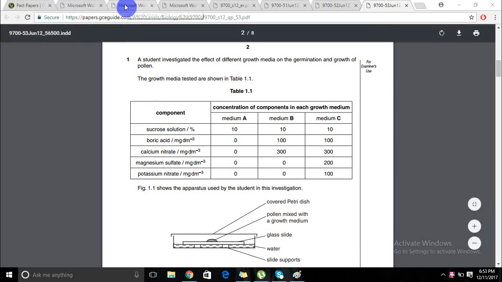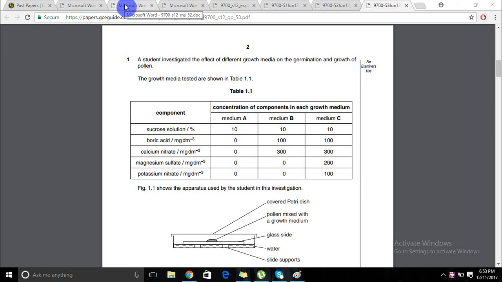So what? Number 1, different media. Number 2, germination and growth. And immediately you have an idea what the question will be asking.